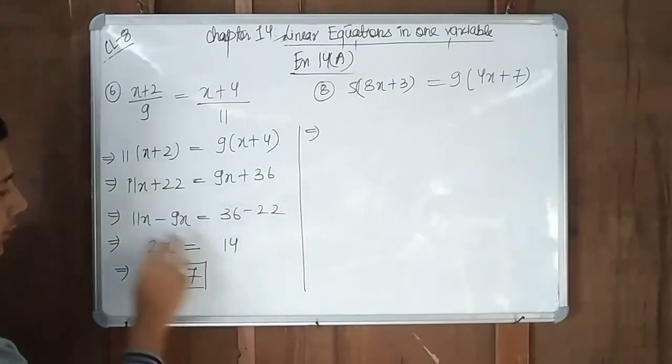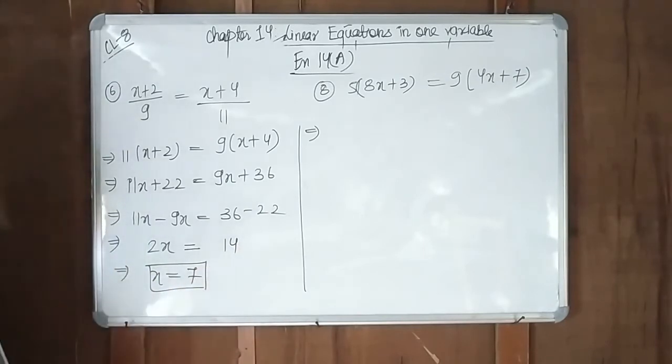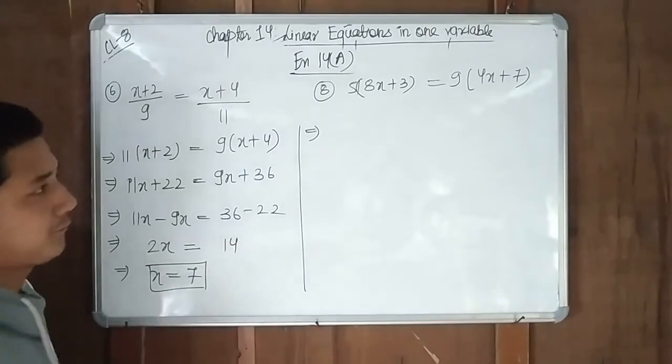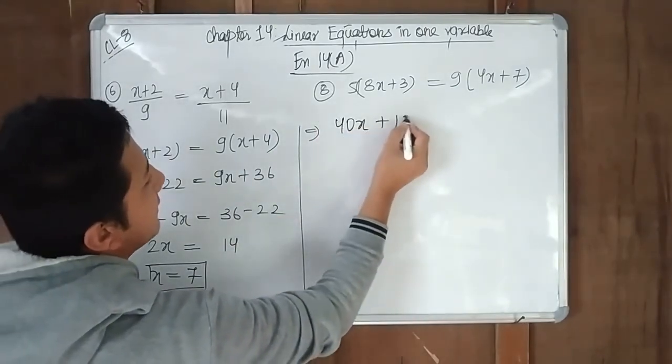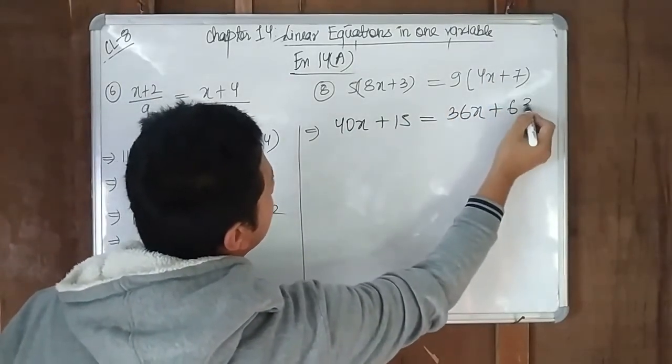Which is 14, which is 2x. So 2 ones are 2, 2 sevens are 14. So the value for x is 7. Okay, boys? Very simple. A similar one is out here. Please open the bracket. 5 eights are 40x plus 5 threes are 15. 36x. 9 sevens are 63.